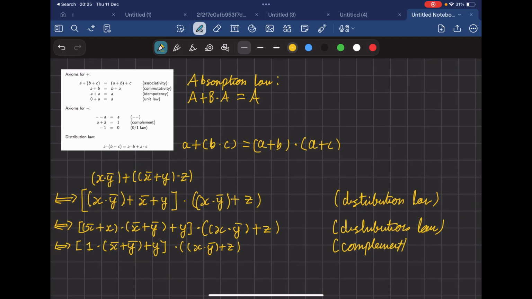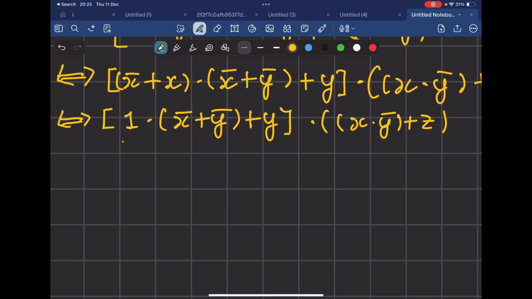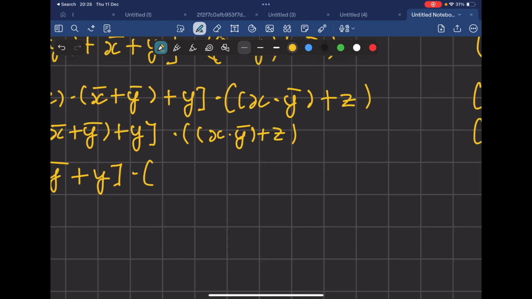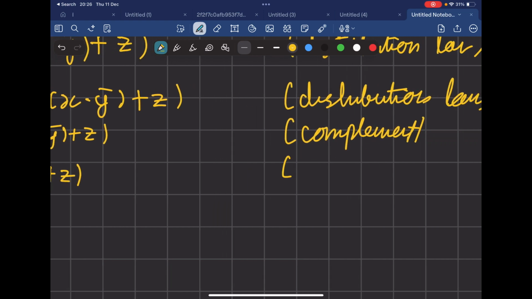What just happened? Okay, never mind. And again, we have 1 and something, which can just be turned into that something. This is the identity law. So 1 and not x plus not y would just be not x plus not y. So we can just remove the 1, which gives us this. We have not x plus not y plus y, with all this other stuff from before. So here we're using the identity law.